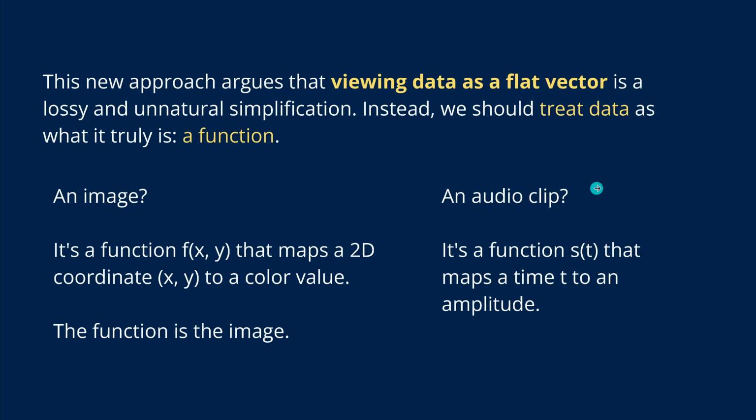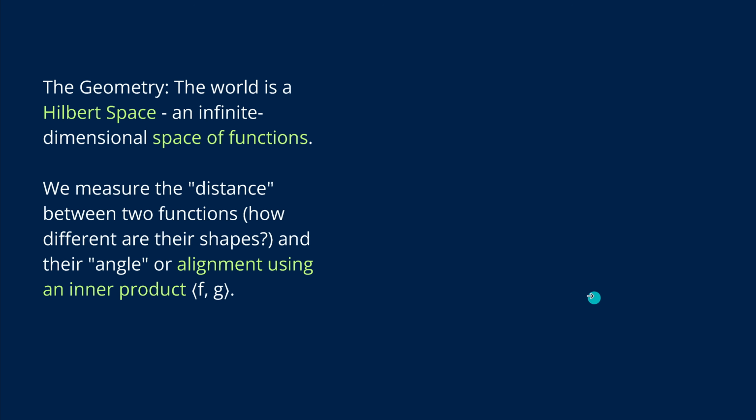Same with an audio clip. It's a function with a time coordinate that maps a time t to a particular amplitude. Now, the geometry that we operate in is different. We now make the next step in mathematics. We go from the beginner class in maths to the second semester mathematics at the university. And we have a look at Hilbert space.